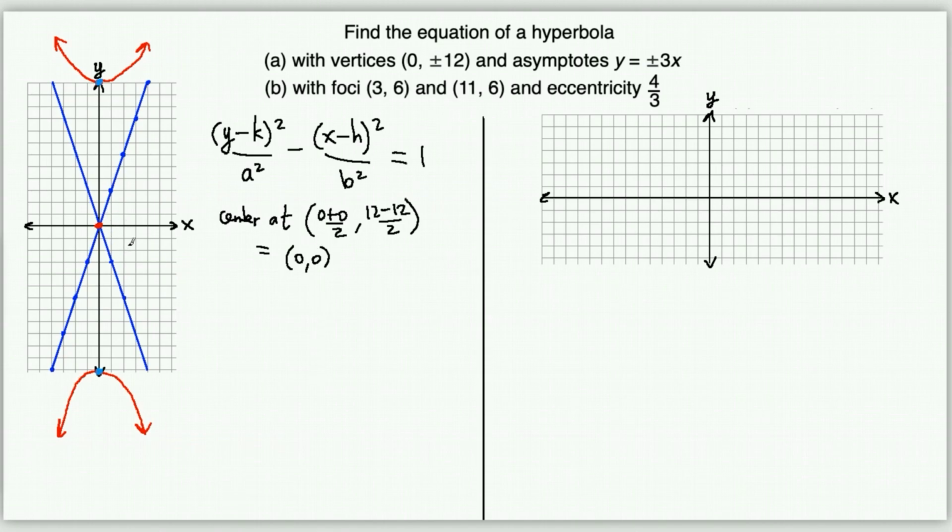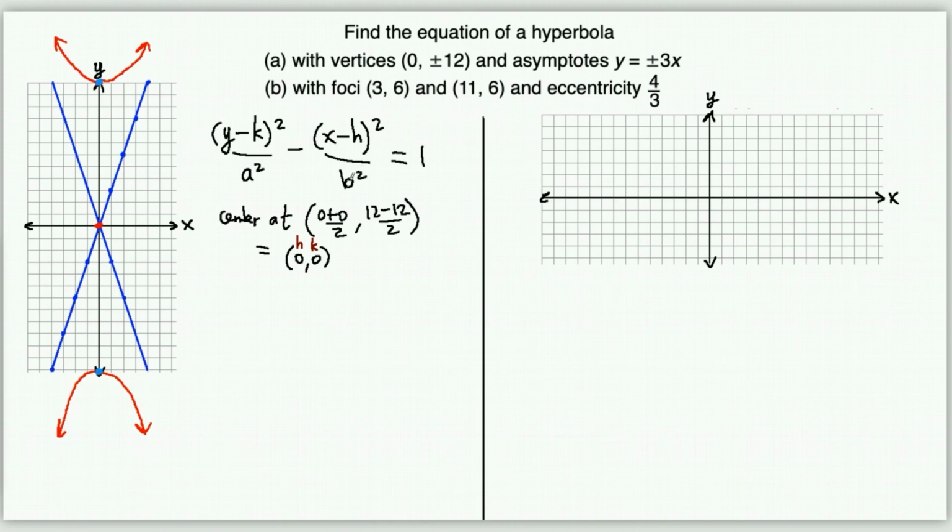Okay, so the center is 0, 0. So already the k and h, notice that we're talking about h comma k, right? So this is the h and this is the k. So already, if the k and h are 0, we're just going to have y squared over a squared minus x squared over b squared. All right, so we got that part straightened out.